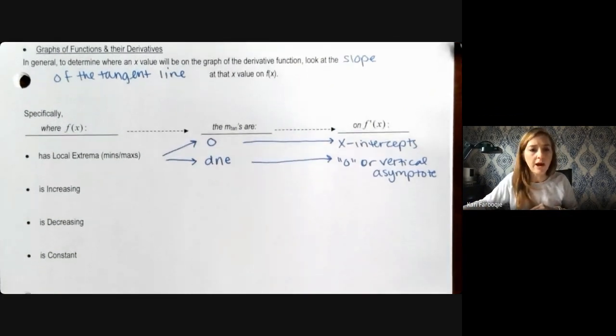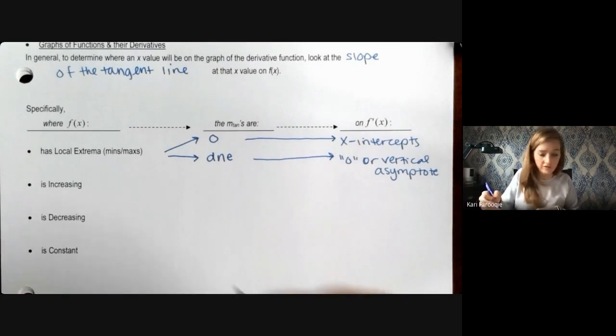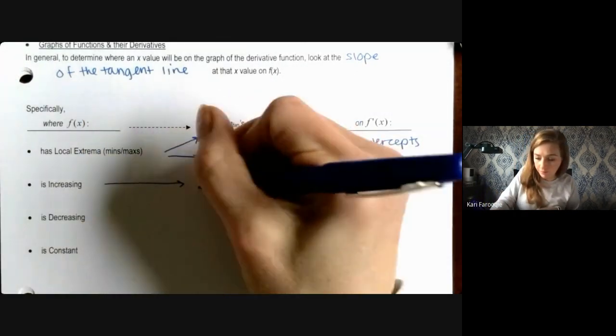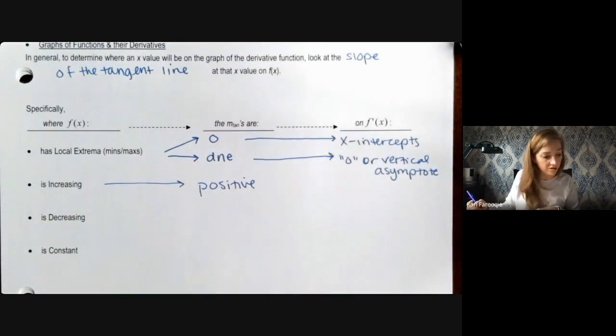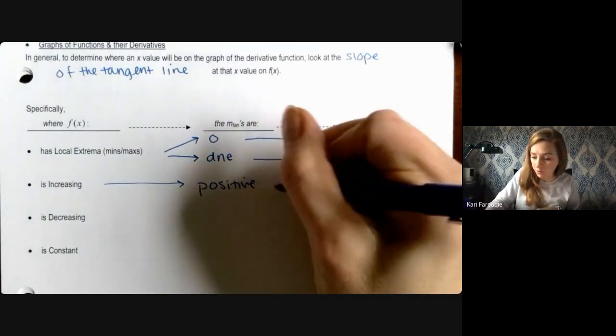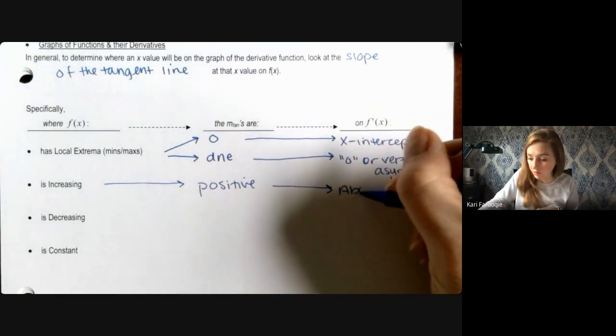Now, if your graph of f of x is increasing, that means that the slopes of the tangent lines are positive. And if the slopes of your tangent lines are positive, then the graph of f prime in this situation is going to lie above the x-axis.